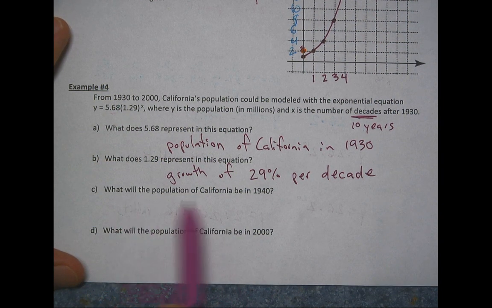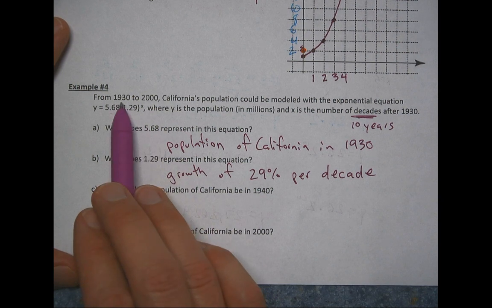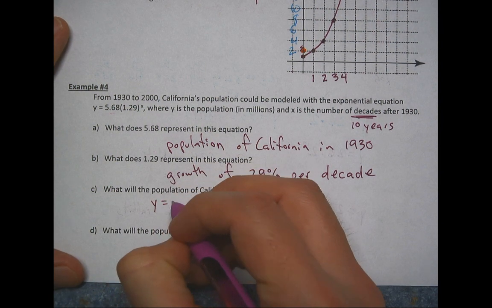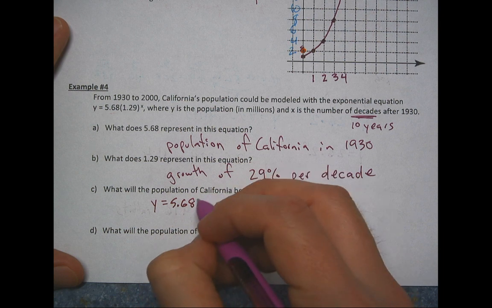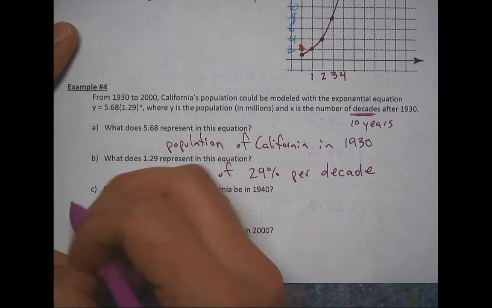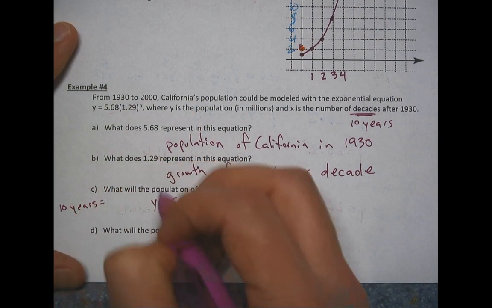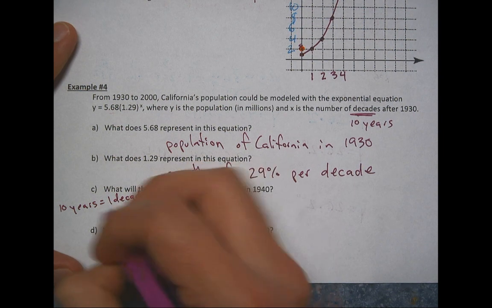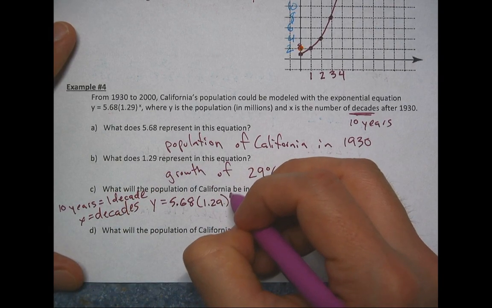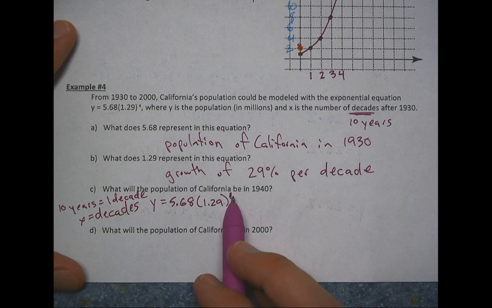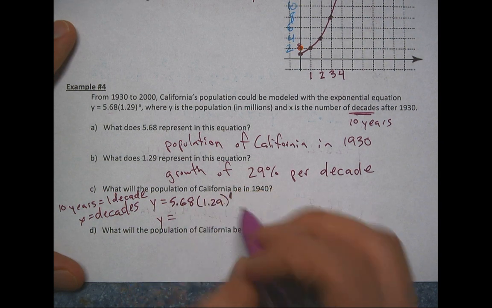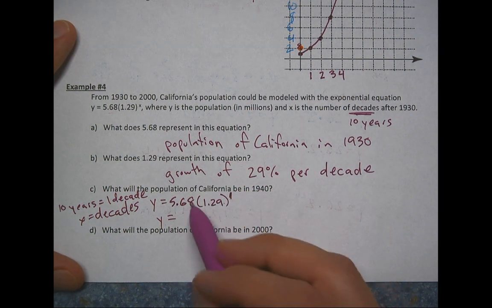So now let's actually use this. What will the population of California be in 1940? So the mistake here is to say, well, it's been 10 years, I'm going to plug 10 in for X. But X represents the number of decades, not the number of years. So instead of raising this to the 10th, 10 years equals 1 decade. And so since X represents your decades, we're plugging in just a 1. So not 10, 1. It's been 10 years. That's 1 decade. X represents the decade, so we're plugging in a 1. And so when you multiply this out, anything raised to the first is just going to be 1.29.